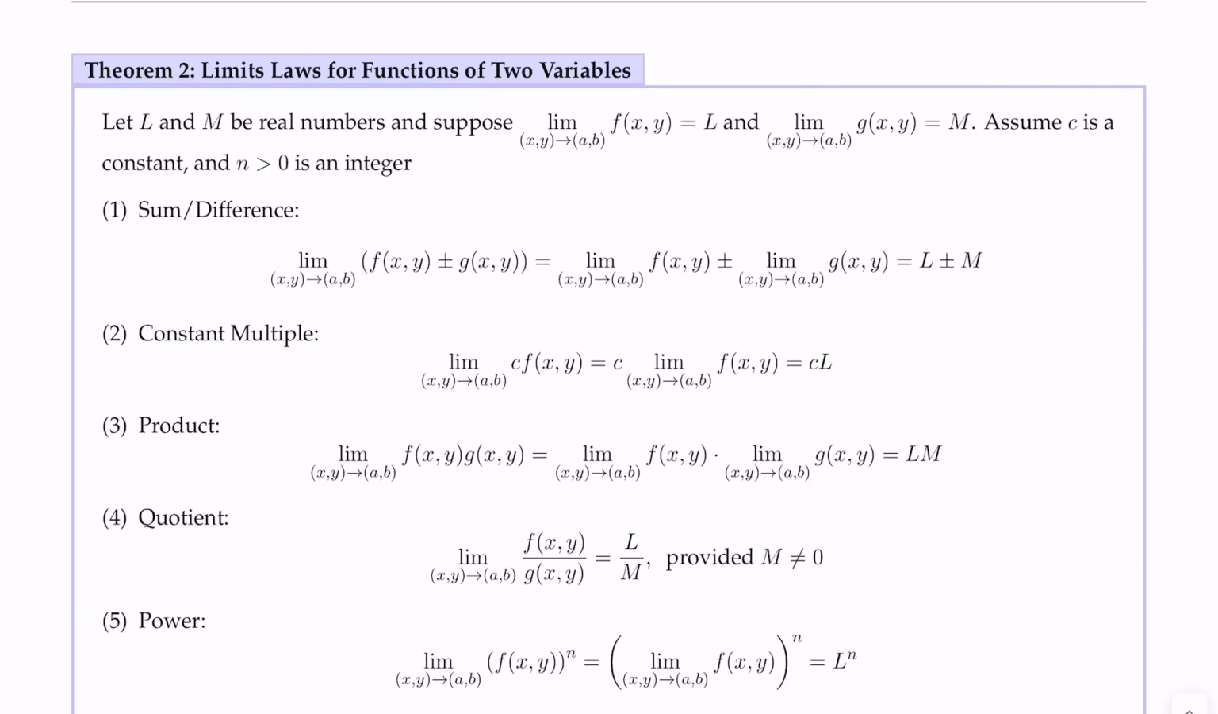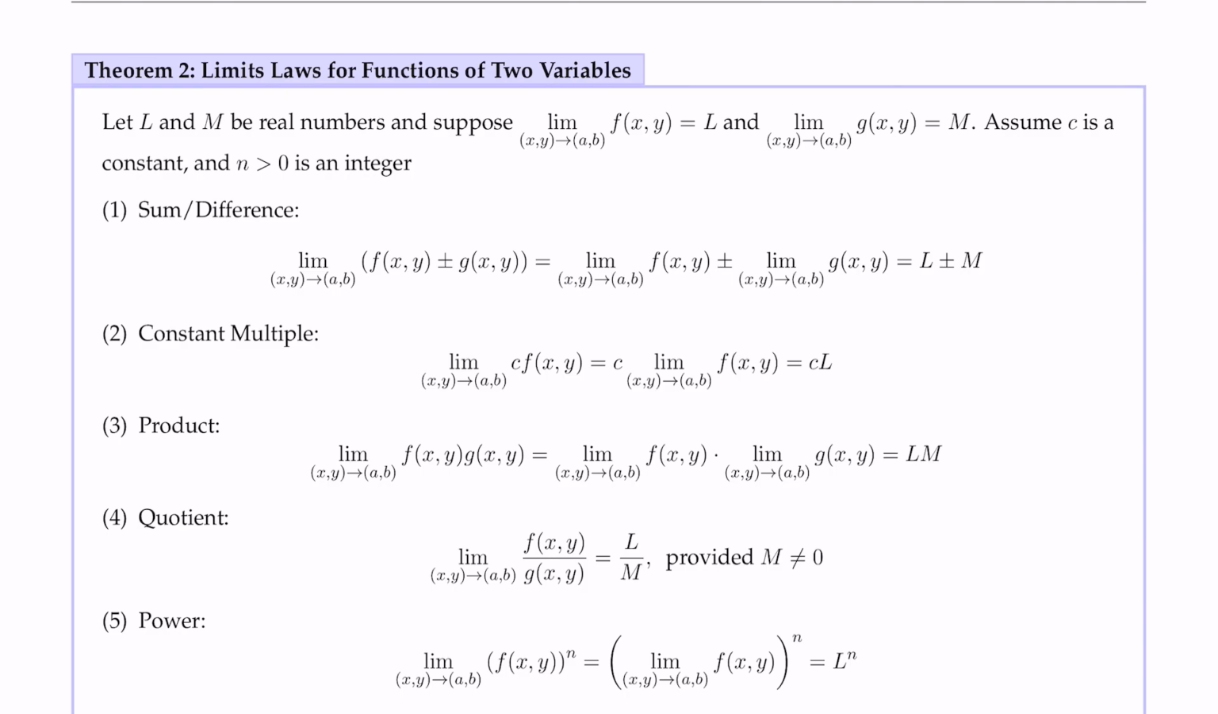Some of the limit laws that you see in single variable calculus can again be directly applied to functions of two variables. So let's take a look at the following limit laws. Let capital L and capital M be real numbers, and suppose that the limit of the function f(x, y) as (x, y) approaches (a, b) equals L, and the limit of the function g(x, y) as (x, y) approaches (a, b) equals capital M, and assume that c is a constant and n greater than 0 is an integer. So you have the sum and difference law, that is, the limit of the sum is equal to the sum of limits, and the limit of the difference is the difference of limits.